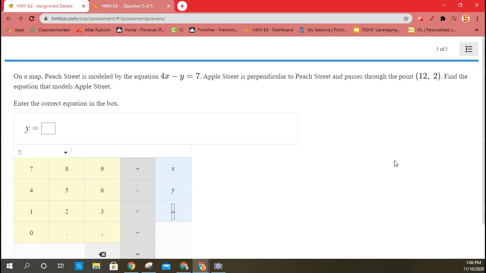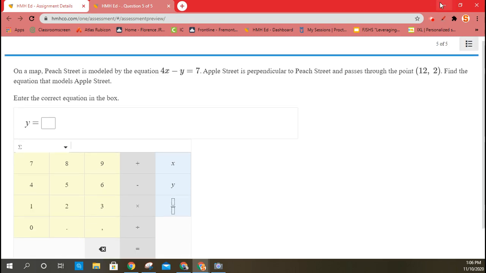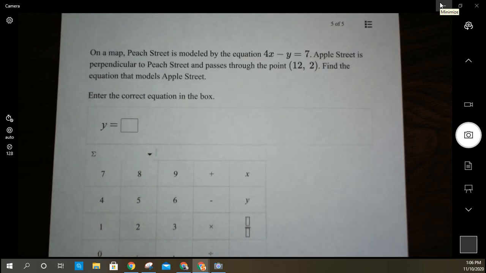All right, here we are going over our HMH online assignment for today. Our last question here, number 5. I'm going to work it out in front of you guys right here. So we are given an equation to represent a street, better known as a line here.